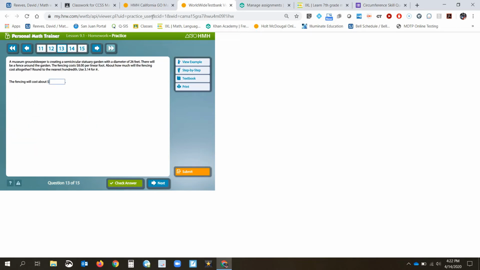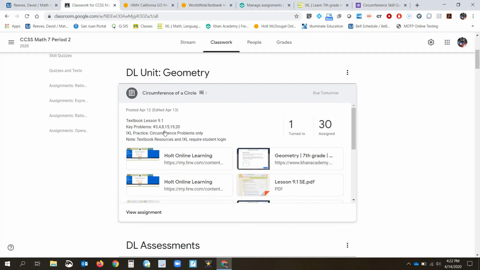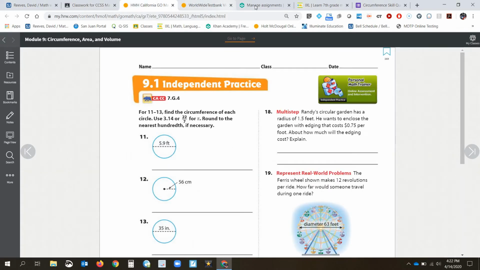So the textbook is an awesome resource, and I have guided you again to not all the problems you should be doing in the textbook, but these are key types of problems that you should know how to do. All right, so that's how to use the textbook through your lesson.